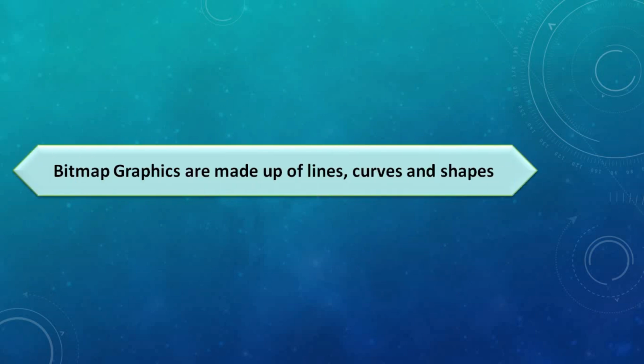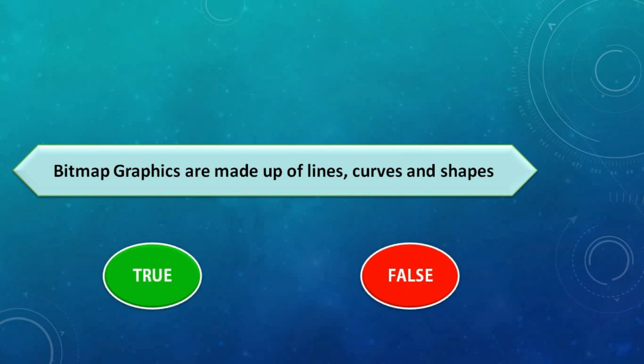Bitmap graphics are made up of lines, curves and shapes. True or false? The answer is false. Bitmap graphics are made up of pixels, whereas vector graphics are made up of lines, curves and shapes. So the answer is false.